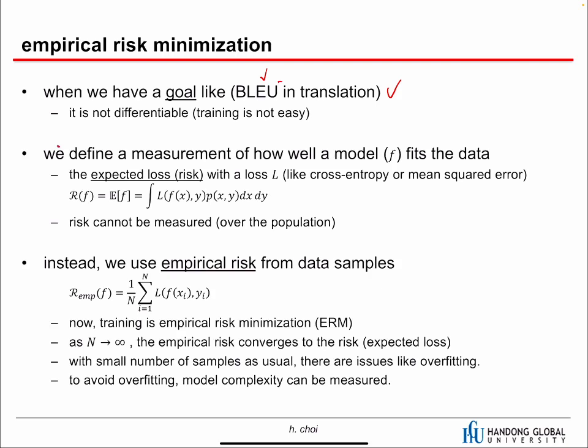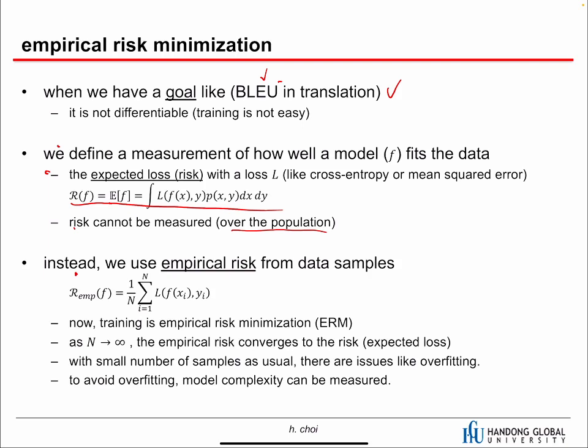So we can define a measurement of how well a model fits the data. That's expected loss, or risk. Let's assume that we have a risk in this way. But as I said, risk cannot be measured because it has an expectation. Think about the expectation of people's height in the world. We cannot actually measure all the people. This is the problem, so we cannot measure this risk.